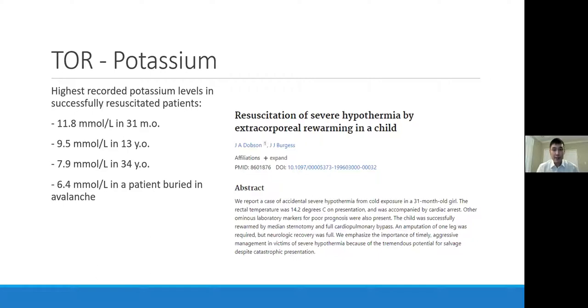So based on these numbers, potassium levels above 12 can be used for termination as per all guidelines I've seen. The 10 to 12 range is where it gets a little controversial, so you can consider discussing with the ECMO team or the intensive care team. The European Resuscitation Council guidelines specifically suggest a cutoff of 8 for avalanche survivors because of the highest potassium being 6.4 in the past.